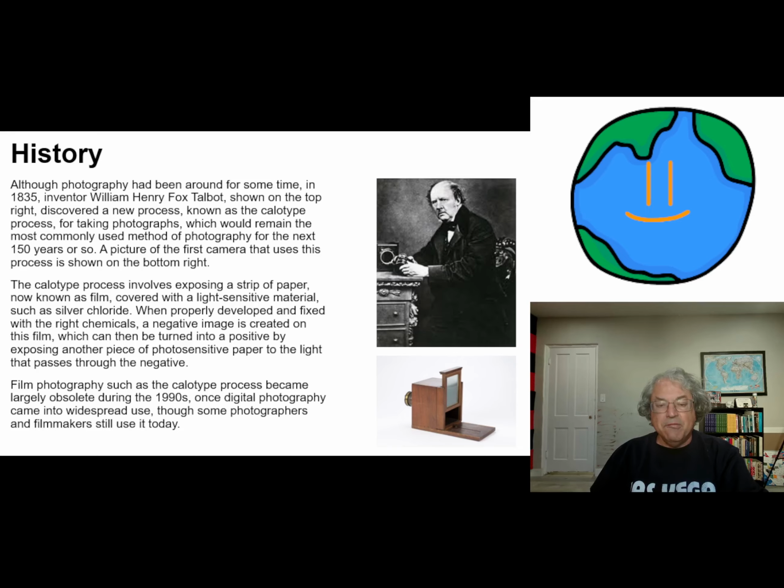Anyway, the calotype process involves exposing a strip of paper. I don't know if it's necessarily transparent. I know that the ones I've always used were transparent film. Probably was. Covered with light sensitive material such as silver chloride. When properly developed and fixed with the right chemicals, a negative image is created on this film, which can then be turned into a positive by exposing another piece of photosensitive paper to the light that passes through the negative.